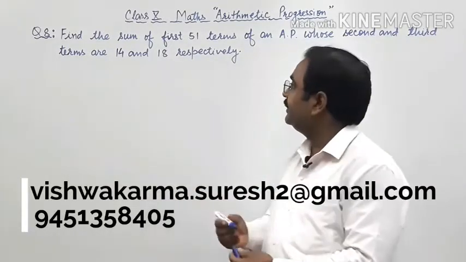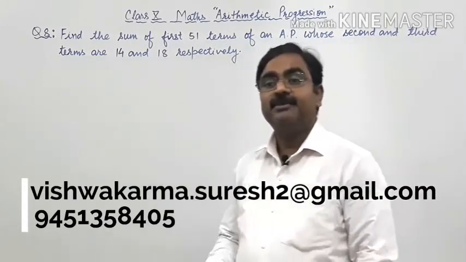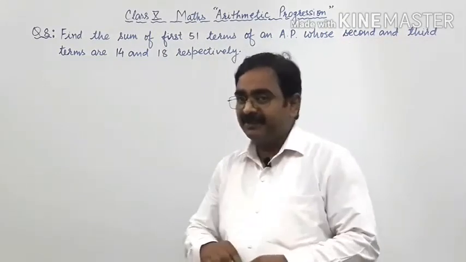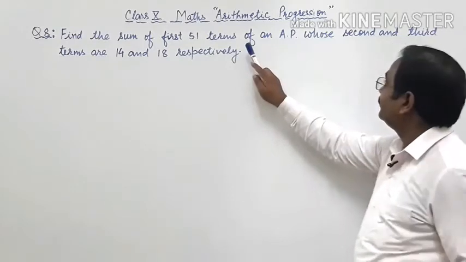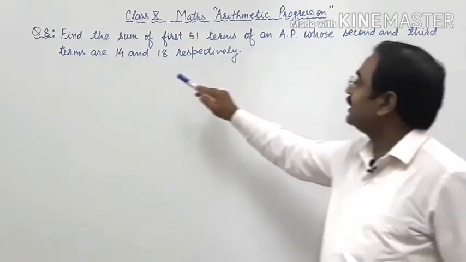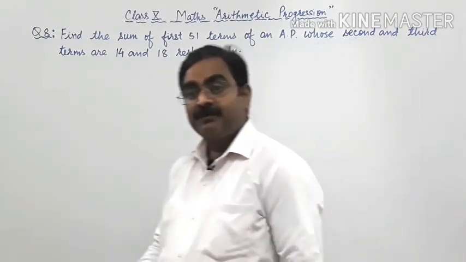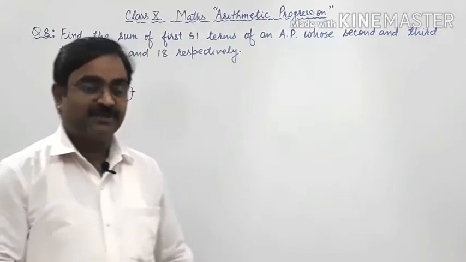Okay friends, see question number 8. In this it is given: find the sum of first 51 terms, means S51 it is asking, of an arithmetic progression whose second and third terms are 14 and 18. So let us first of all write down the information which is given in this question.